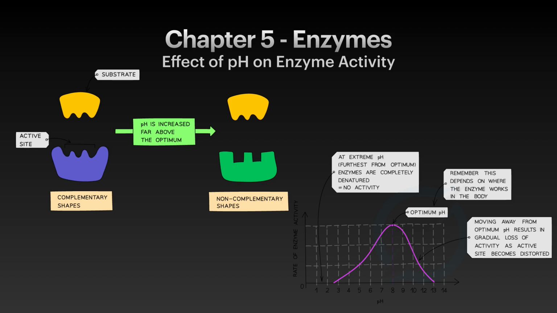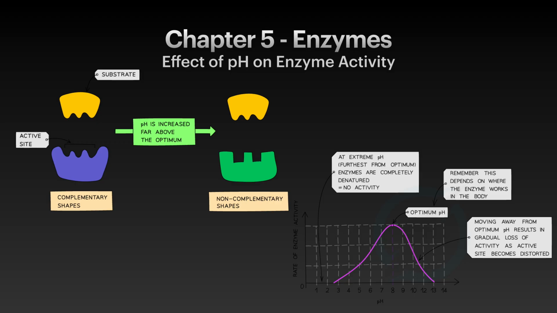Pepsin is only found in your stomach. It has an optimum pH of around 2, and that's extremely acidic. Makes sense, right? Your stomach is full of hydrochloric acid. And enzymes in the duodenum work best at a pH of 8 or 9, that's slightly alkaline. So what happens when the pH moves away from the optimum?